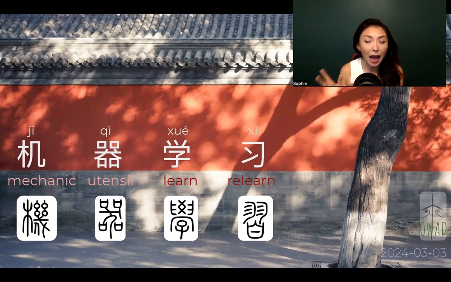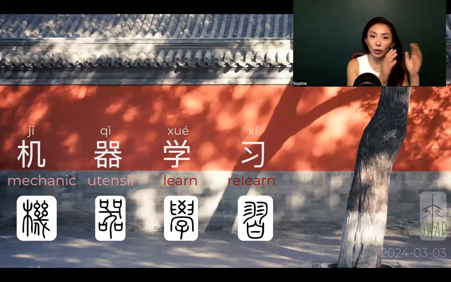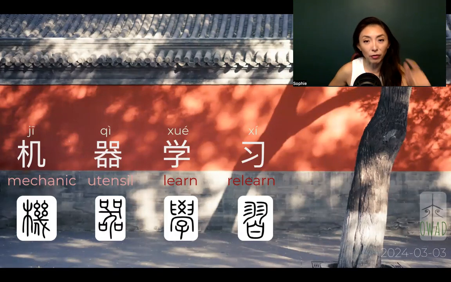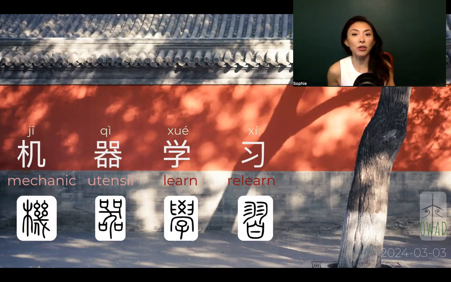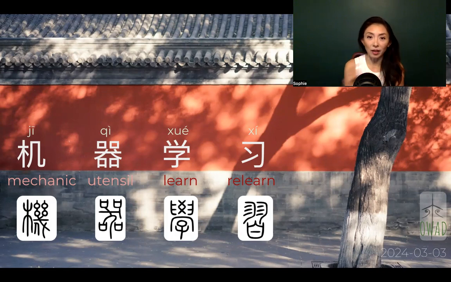So in Chinese understanding, to learn something, you have to keep relearning it. It's a continuation. It's not like once you know about something, you know it and you don't need to do it again. No, Chinese regard the learning process as a repetitive process. 学 actually means learning for the first time, the initial understanding or introduction to a concept. And 习 means you revisit.